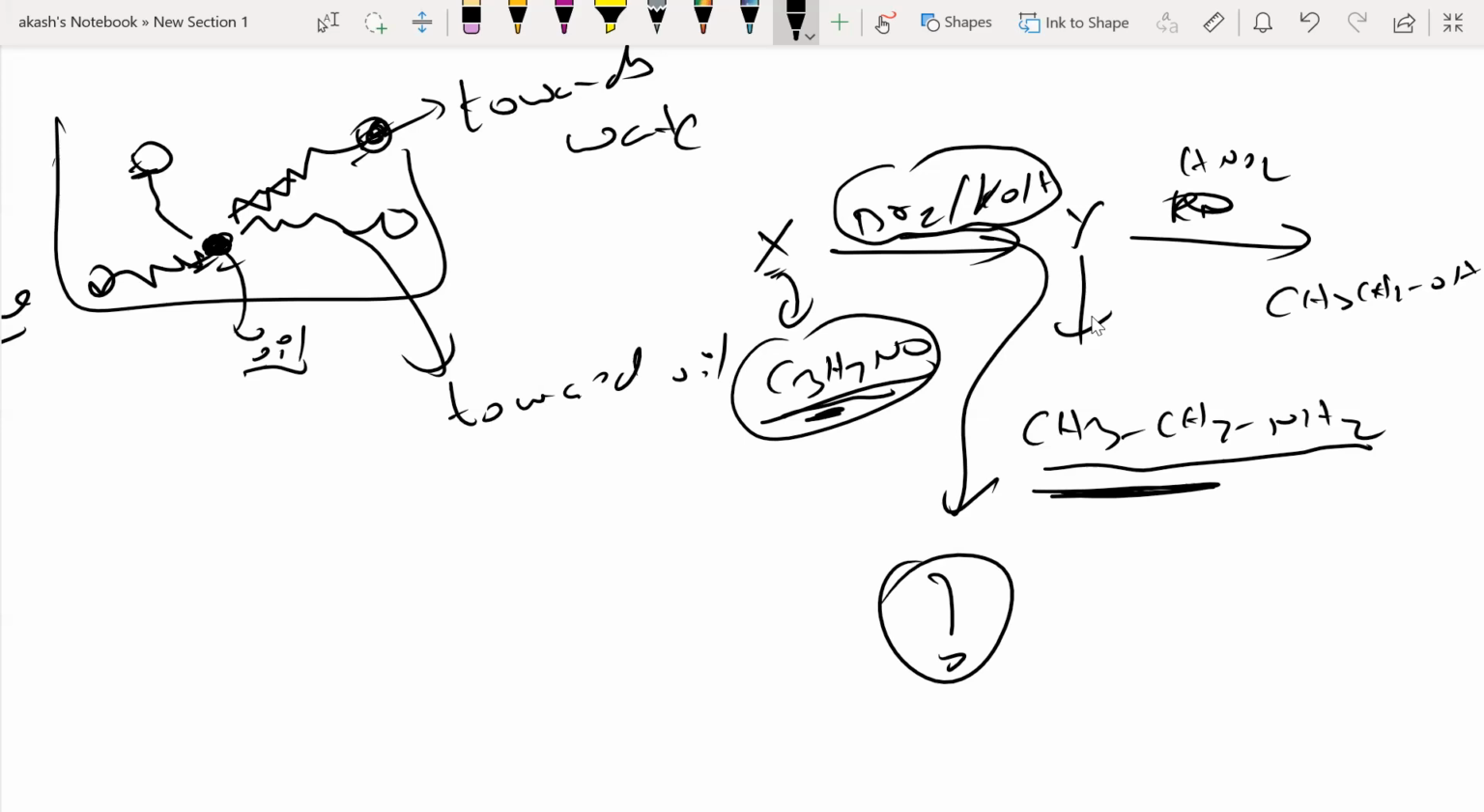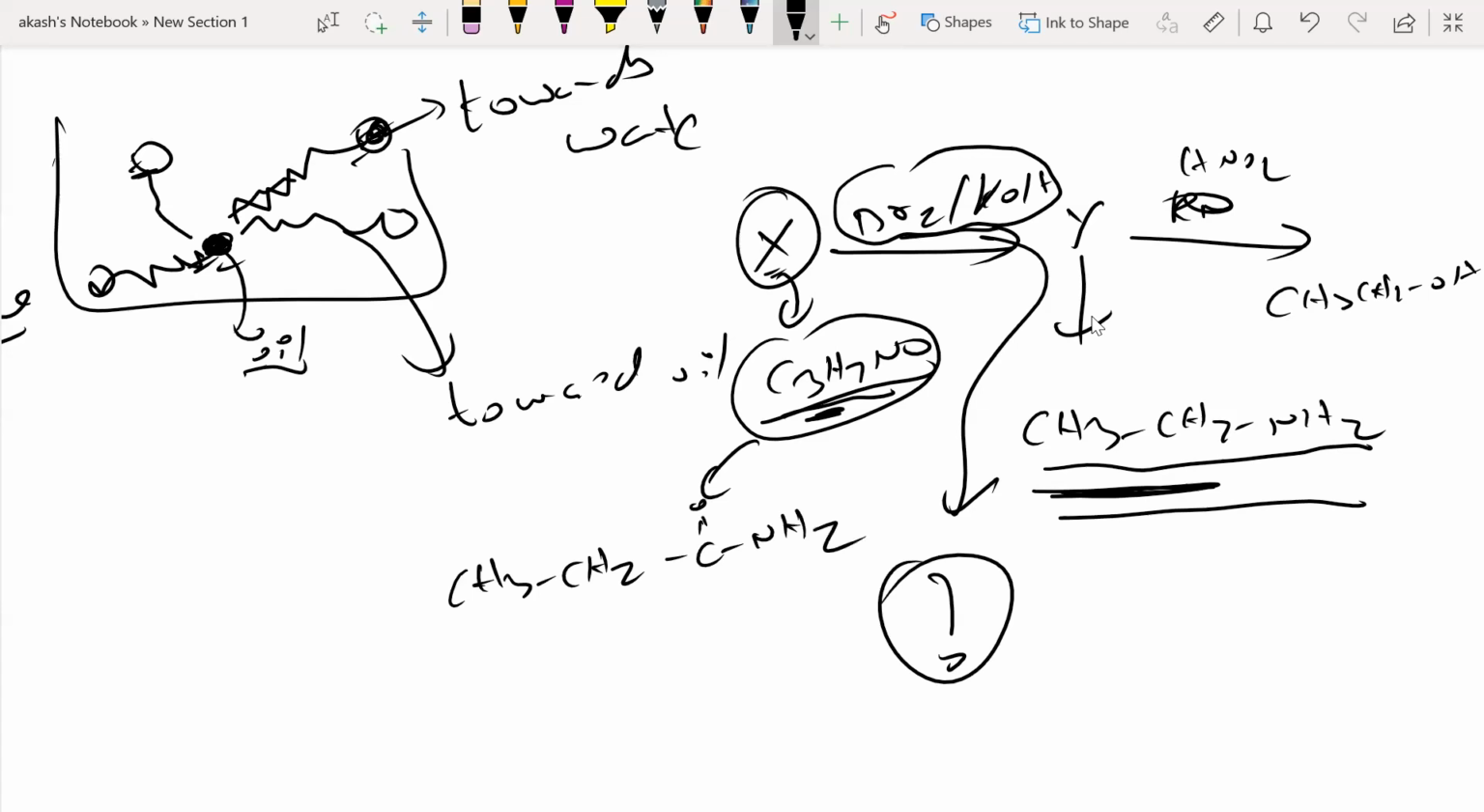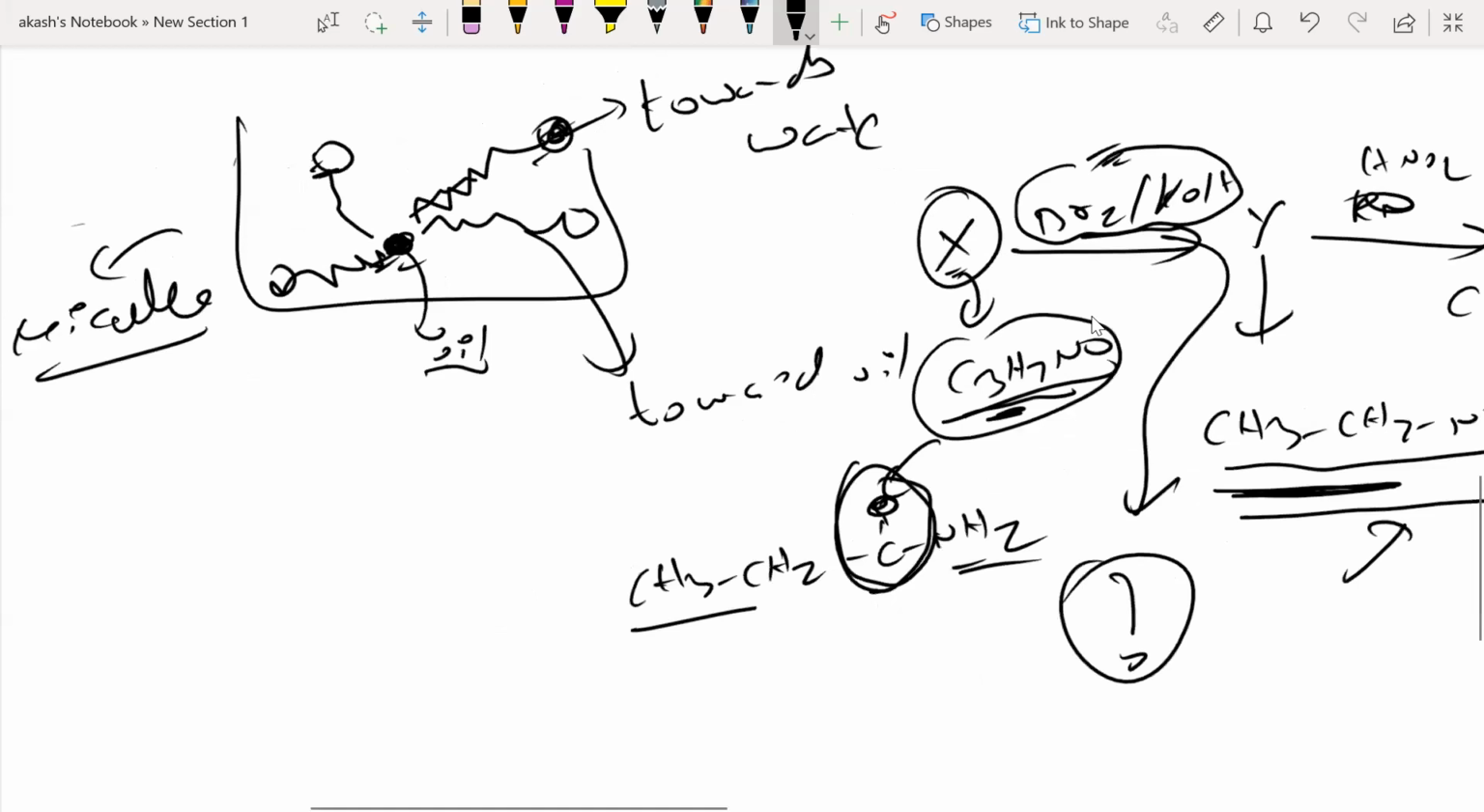Only in the Hoffmann bromamide reaction, the amine formed will have 1 carbon atom less compared to your reactant. And the reactant obviously should have been an amide, right? So now I can easily guess what would have been your amide: CH3CH2C=ONH2. So this C=O would have been gone and the rest will come out as such if you put Br2 in the presence of KOH. Please remember, this is your Hoffmann bromamide reaction, or it is also called the Hoffmann degradation reaction. Good question. Okay, moving on.